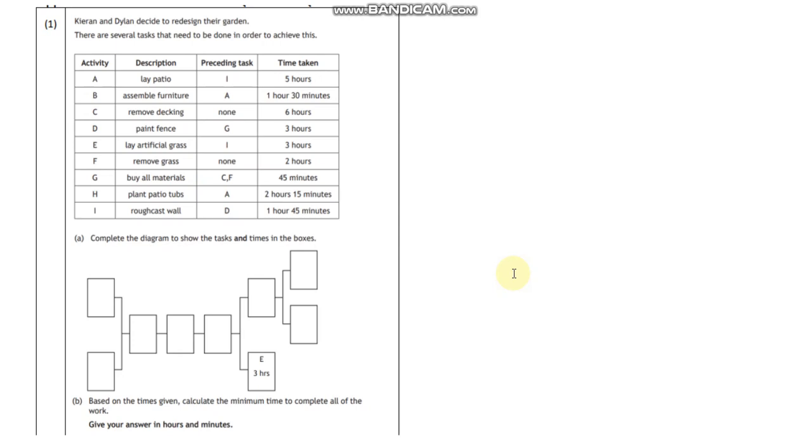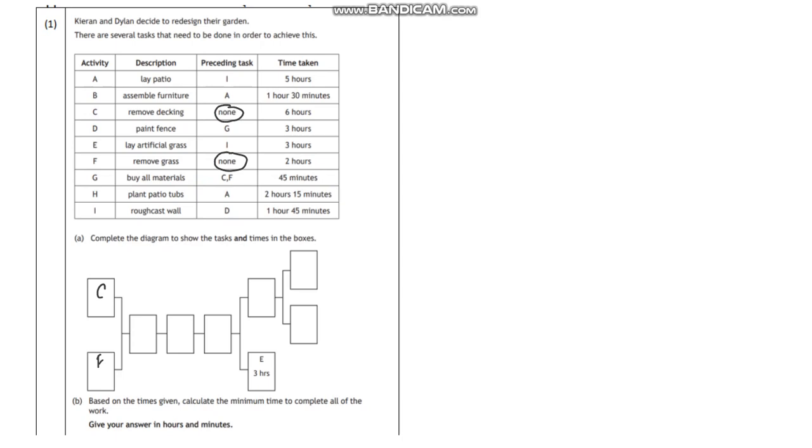Precedent table is very straightforward, actually, definitely worth doing. So what we're looking for is the preceding task, which just means the task before, and you're working from that. If we look, the preceding task is none, and preceding task is none. So we have to start with those two activities because nothing came before them. So this is going to be C, and this is going to be F.